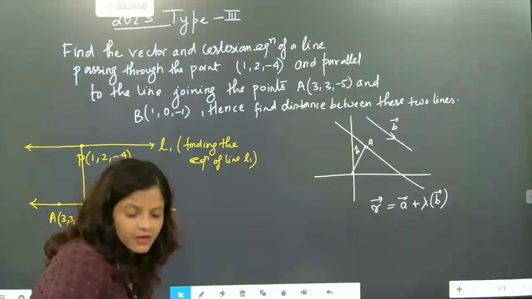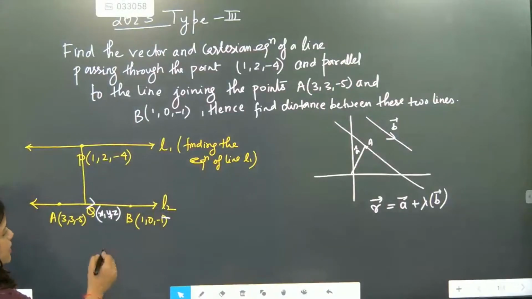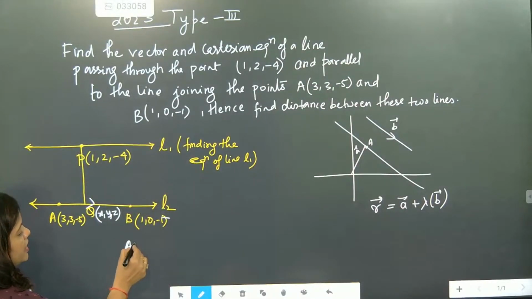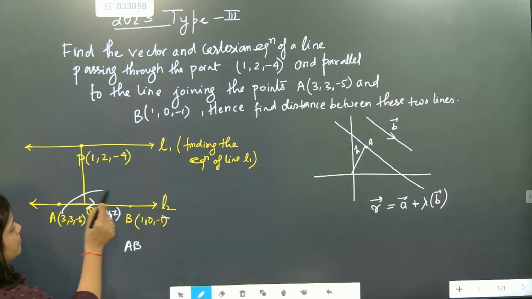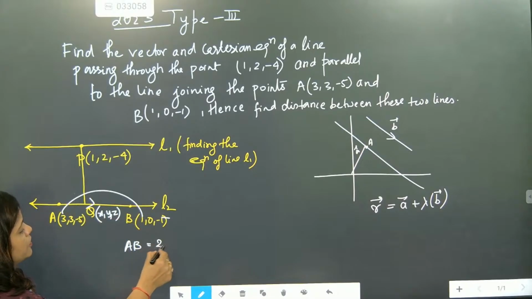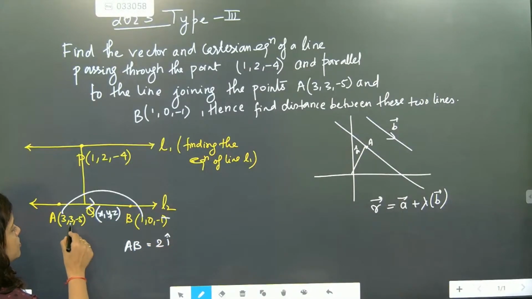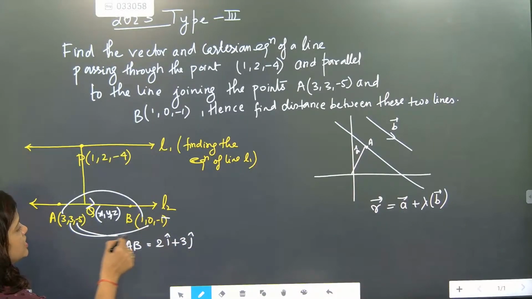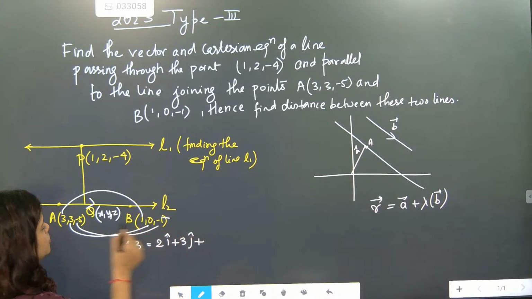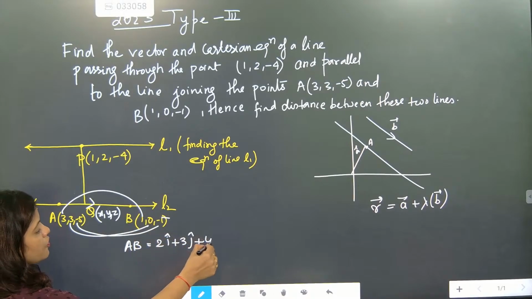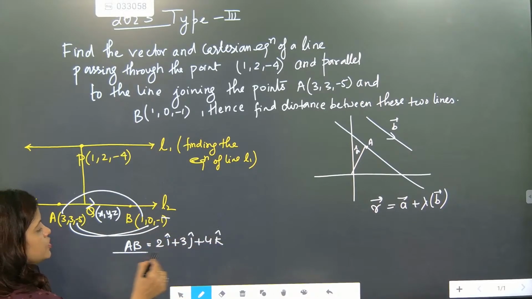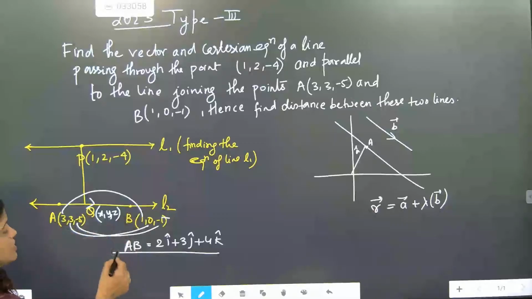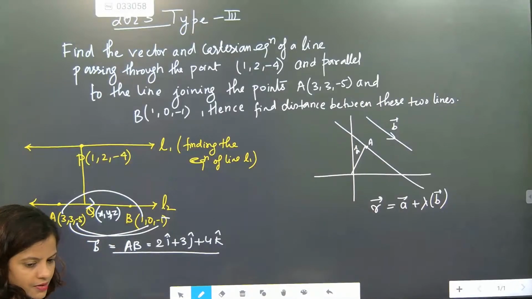How to find the AB vector? AB vector will come as: 3 minus 1, it will become 2i cap. Now 3 minus 0, it will become 3j. Now minus 5 minus of minus 1, so minus 5 plus 1, that is 4k cap. So this becomes your parallel support, the B vector. Done.